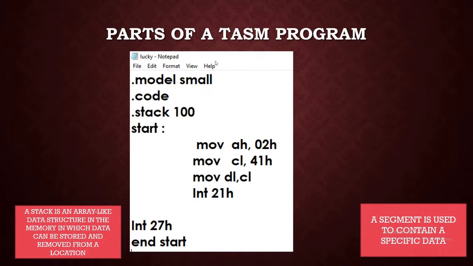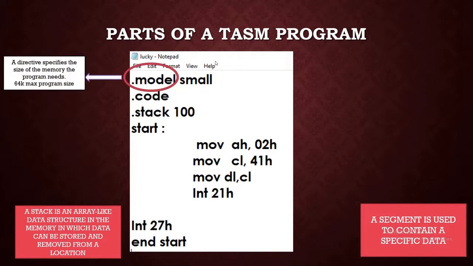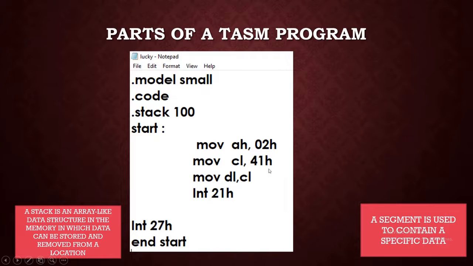Okay? So let's proceed. To understand it better, we have here the different parts of a TASM program. Here we have .model small, .code, .stack 100, and then start, mov AH, 02H, mov CL, 41H, mov DL, CL, int 21H, int 27H, and end start. So I'm going to discuss the different parts.